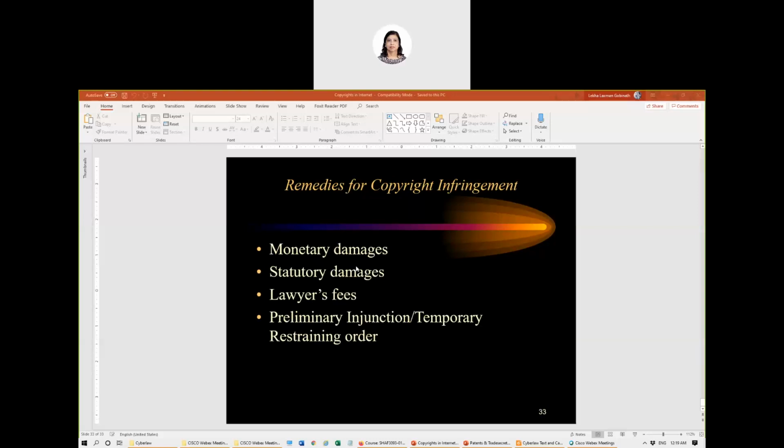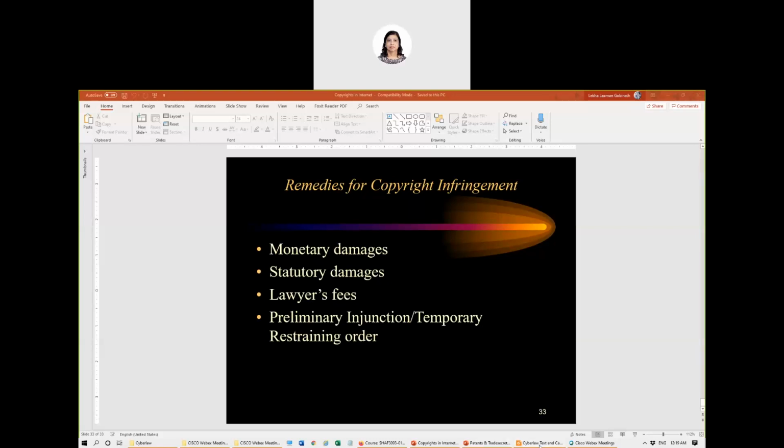But if you win the case, that preliminary injunction, if you're successful, will become a permanent injunction. So that is another remedy available. Or you can also call it a temporary restraining order. You're temporarily restraining the other person from continuing with the infringing act. So these are the remedies that are normally available for copyright infringement.